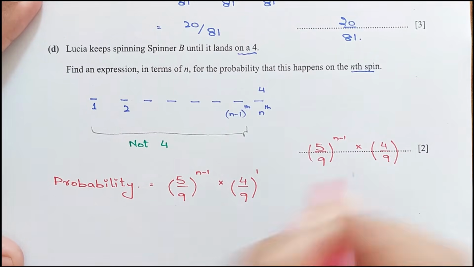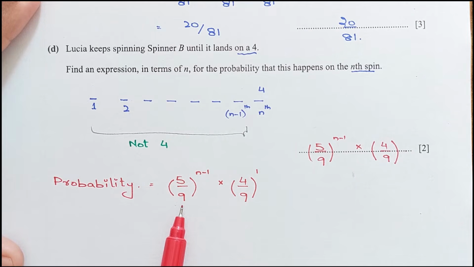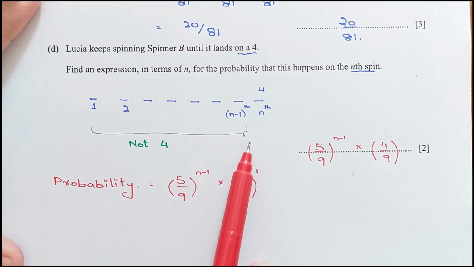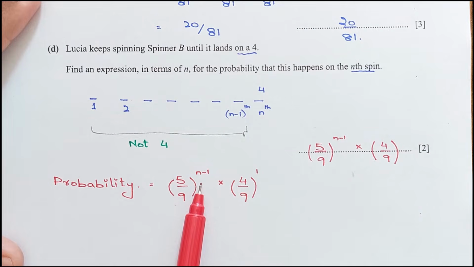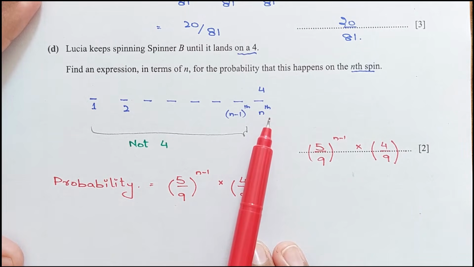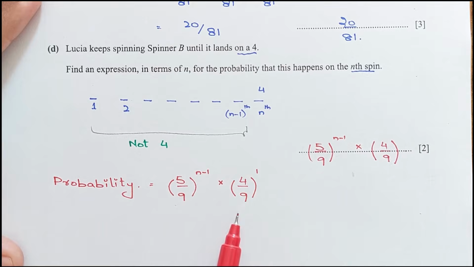I hope this makes sense. Let me explain one more time. 5 by 9 is the probability of not 4. You are getting not 4 until the n minus 1 spin. On the nth spin you will get 4. The probability of 4 is 4 out of 9. So one time you are getting 4 out of 9, and n minus 1 times you are getting 5 out of 9. So that is the expression.